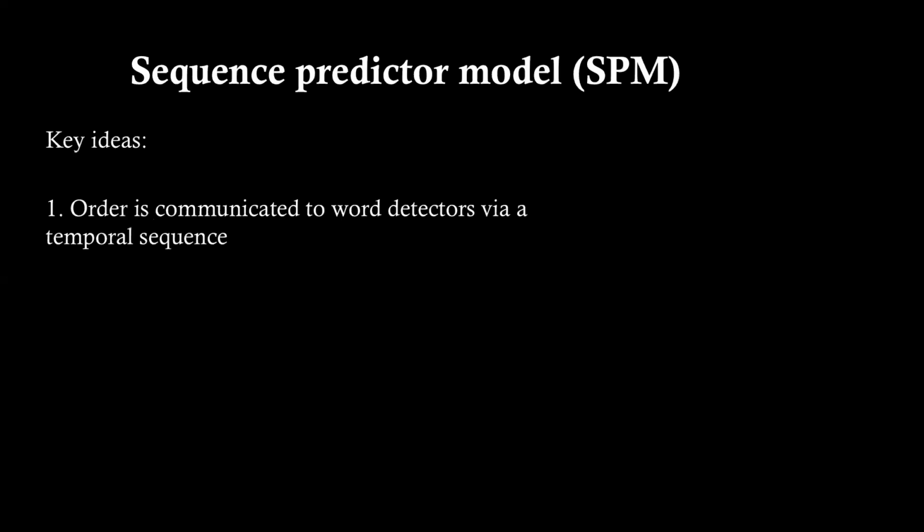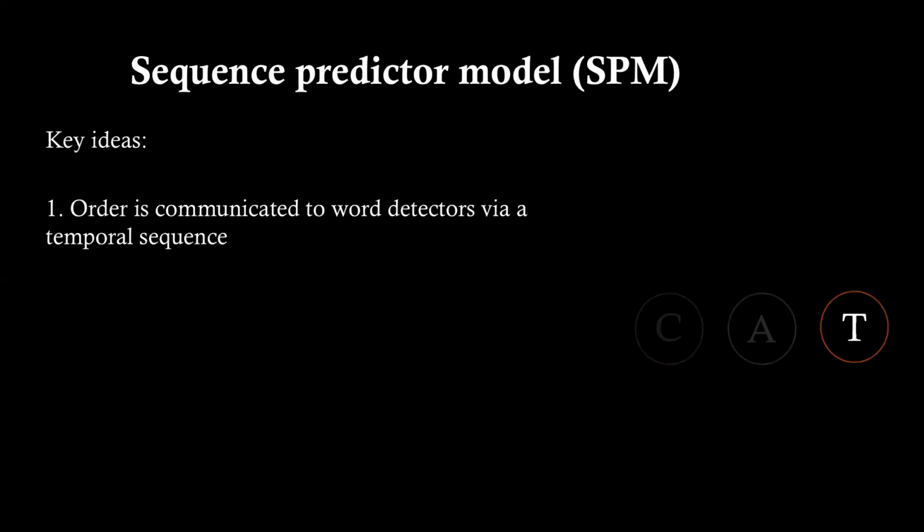So this addition to the simple model gives me all the key ingredients I need to introduce my new model, which I call the Sequence Predictor Model, or SPM. This model has 3 key ideas. The first, most important, is the claim that it's order rather than position which is critical, and information about order is communicated to word detectors simply by transmitting the letter signals one at a time, so transforming a parallel input into a temporal sequence. So the representation of cat is simply C-A-T.